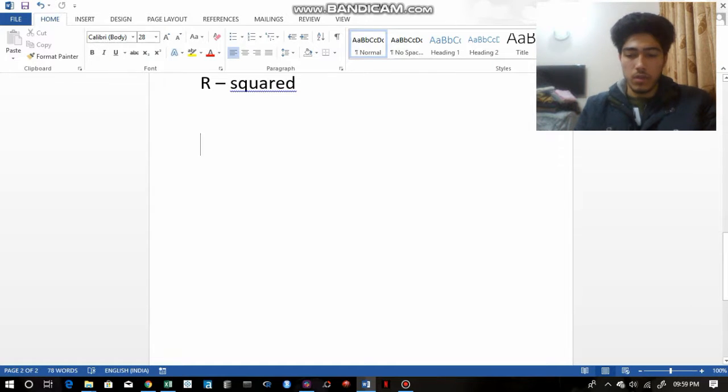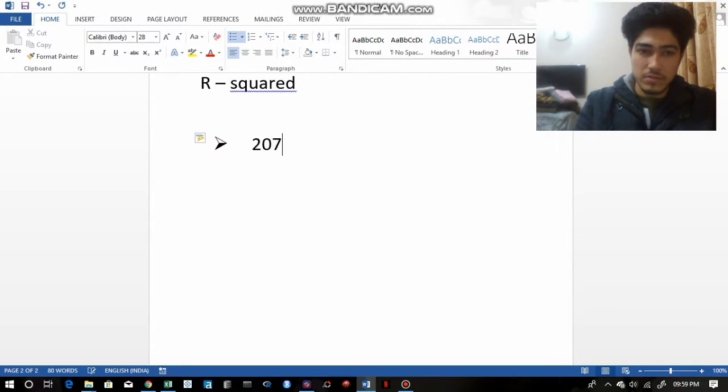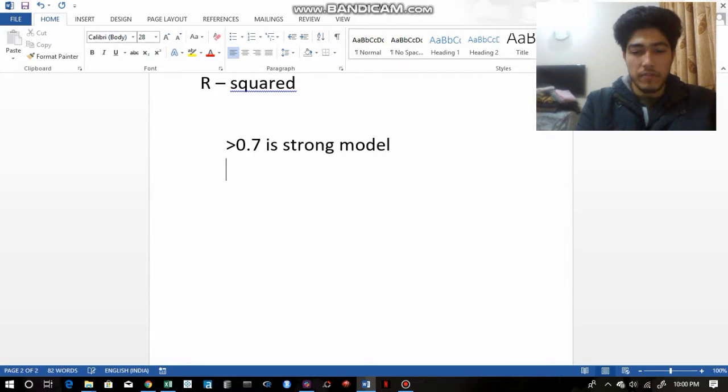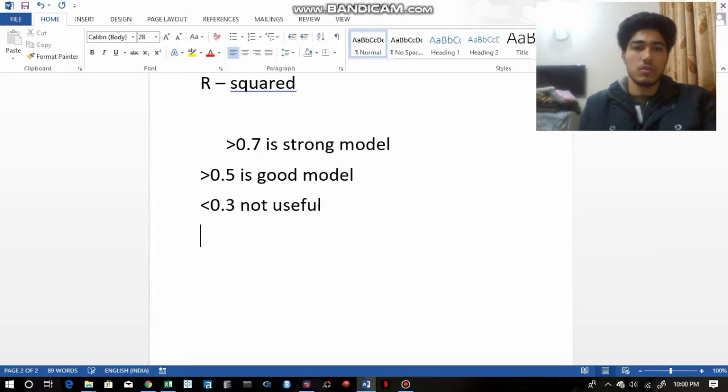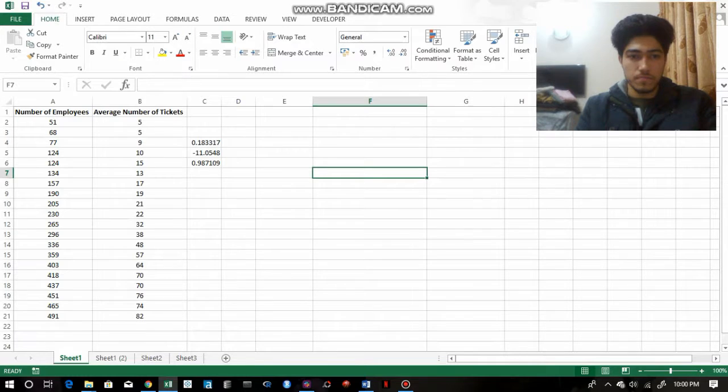In general, a value greater than 0.7 is considered to be a strong model, values greater than 0.5 are considered to be a good model, and values less than 0.3 are considered to be not useful. So these are the basics of r squared. Now let us calculate the r squared value for this data.